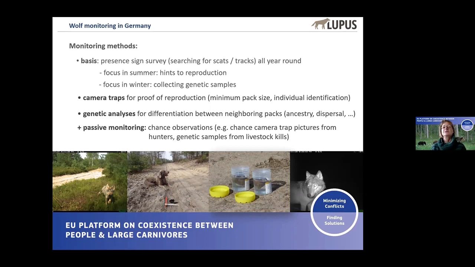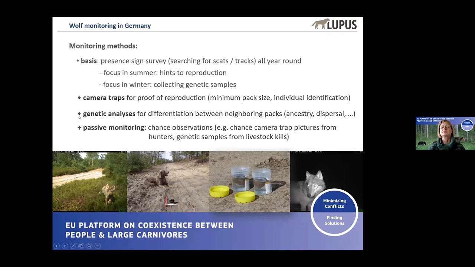And in addition, what is very, very necessary is genetic analysis, to tell apart neighboring packs, mostly. So without genetics, we would not be able to do it anymore in many parts of Germany. And of course, it gives some interesting information about where the wolves come from, dispersal, and so on. So these three methods: presence signs, camera traps, and genetic analysis, are done in an active monitoring.